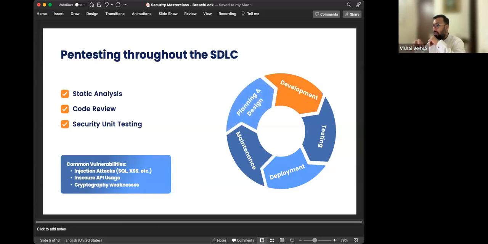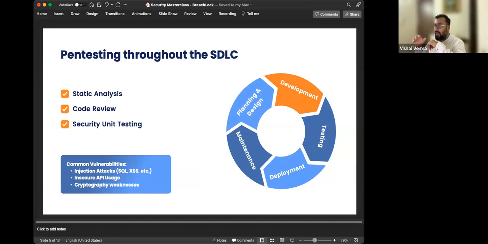That's where the actual coding starts to take place. The developers start to code in a specific language and break down the business requirements into work breakdown structures, create sprints and epics, and start to code through. That's where the requirement of static analysis, code reviews, and security unit testing comes into play.